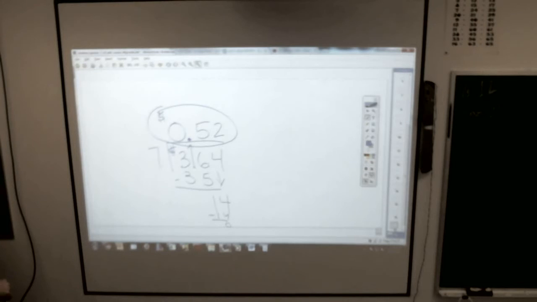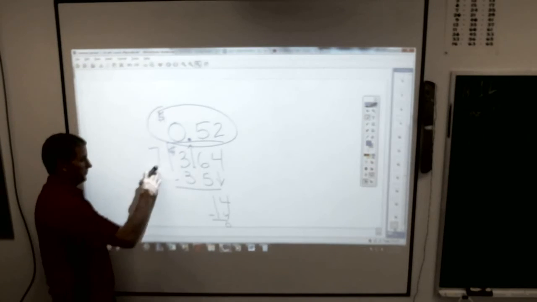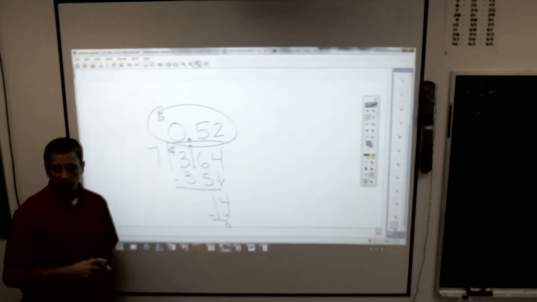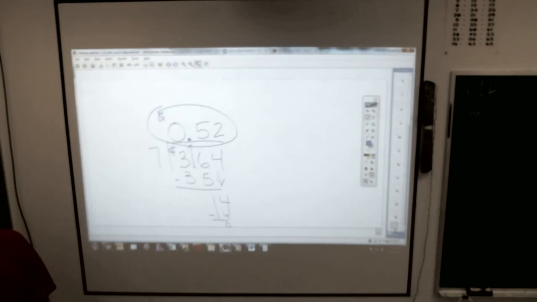If you had $3.64 and wanted to split it up with you and your 6 closest friends, everybody gets a whopping 52 cents. That's exciting, isn't it? Not really.